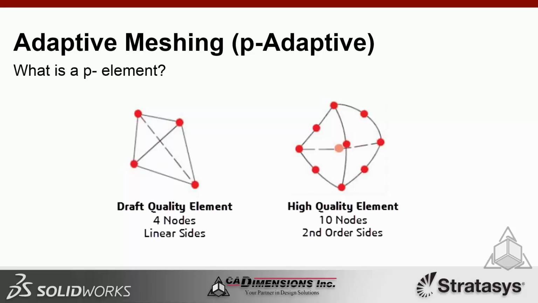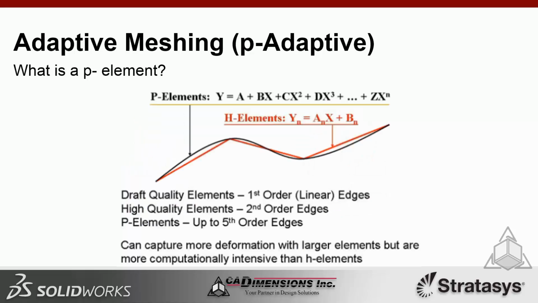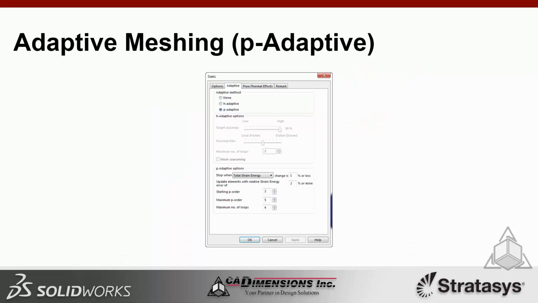In this image, we see the equations for P and H elements. The adaptive part of the equation just adds exponential terms to the equation. The default for high quality element is 2 or second order. Right? That's where it starts off. If we jump to the p-adaptive section of our study properties, we see we can adjust the starting and maximum order. 5 is the maximum order that's currently supported.